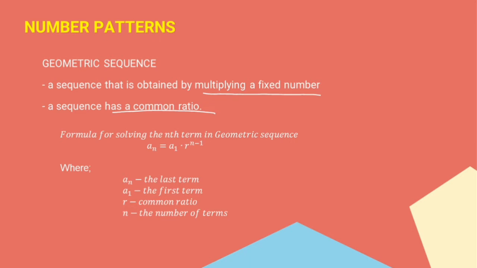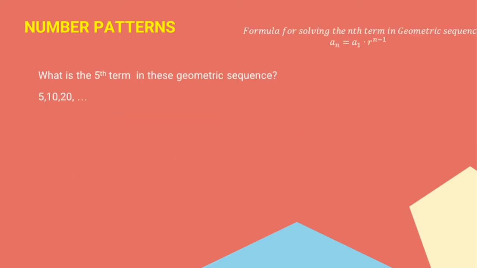Now, ano ang formula para ma-solve ang n-th term ng geometric sequence? First, we have a sub n equals a sub 1 times r raised to n minus 1. Provided that a sub n is the last term, a sub 1 is the first term, the letter r is the common ratio, and the letter n is the number of terms. Okay? Now, let's begin with some examples.